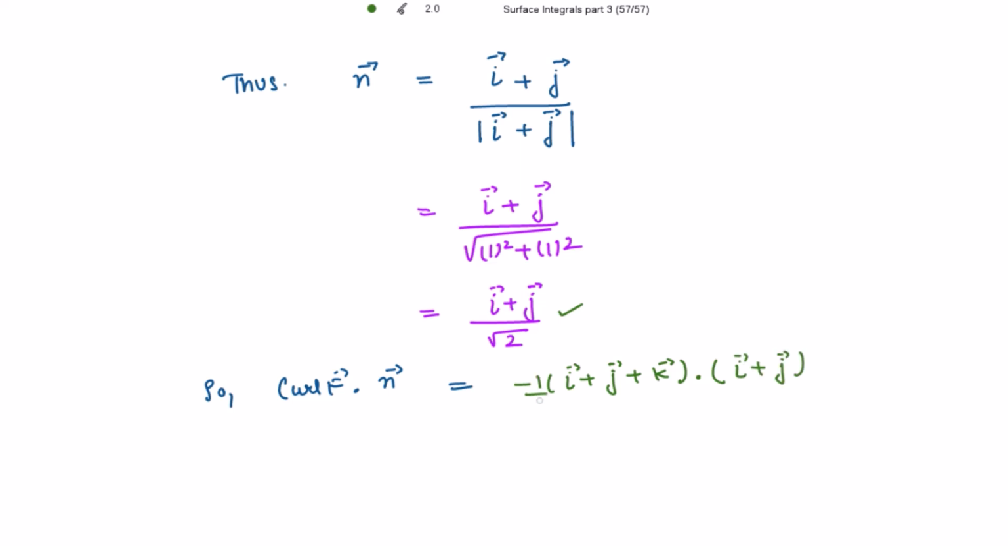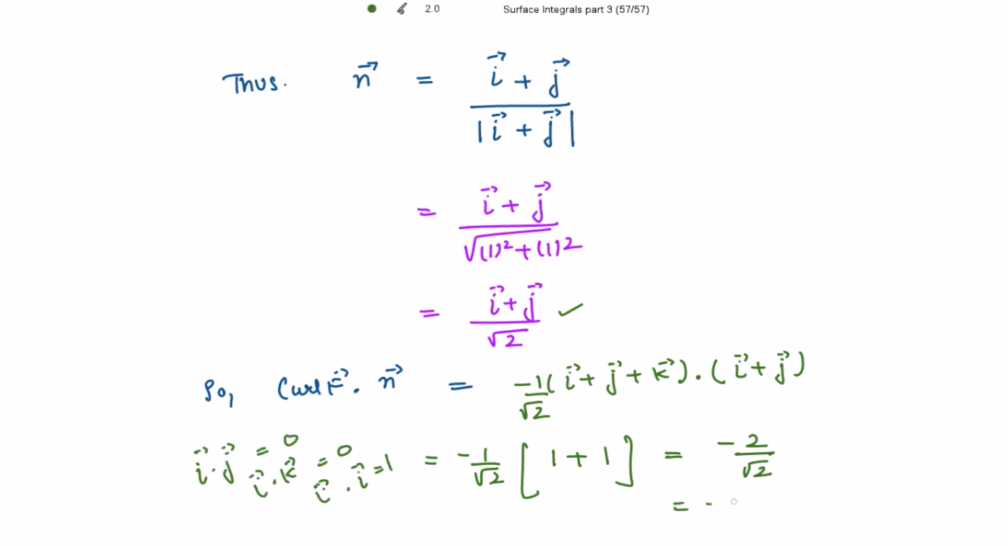So this is i vector plus j vector. I'm writing 1 by root 2 outside of these two brackets. So this is minus 1 by root 2. i dot i is 1, and i dot j, i dot k, all these are 0. So plus j dot j is also 1. That's it. So this is minus 2 divided by square root of 2. Rationalizing this, we get minus 2 square root 2 divided by square root 2 into square root 2, that is equal to minus square root 2.